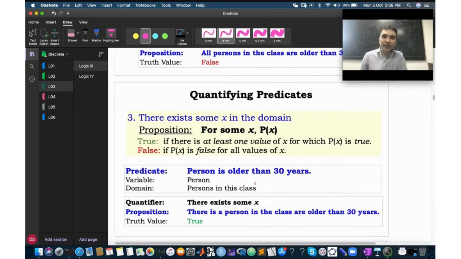Similarly, if I use the third type of quantification, where I say that there is a person in the class who is older than 30, then this becomes an existential quantification of the predicate, and it still becomes a proposition with the truth value of true, because there is at least one person in the class.